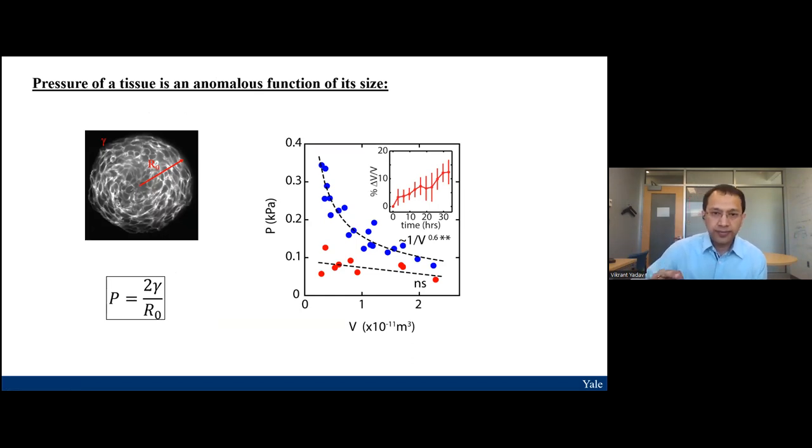If it was a regular fluid, it should have scaled as 1/R.